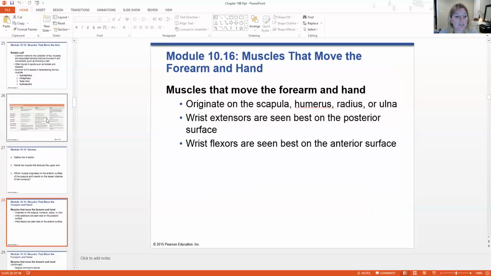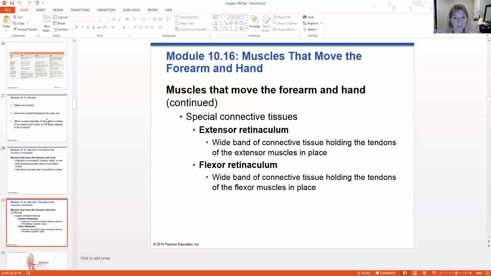So then we get down into the hand and forearm. They originate typically on the scapula, humerus, radius, or ulna, depending on which part we're looking at. The wrist extensors are on the posterior surface, wrist flexors on the anterior surface. So looking at, and I know my arm is not in the anatomical position, but all of these are flexors as I'm decreasing the angle to my body. And back here, these are my extensors, extending or hyperextending my wrist. So extensors on the back, flexors on the front. It's the opposite when we get to the leg.